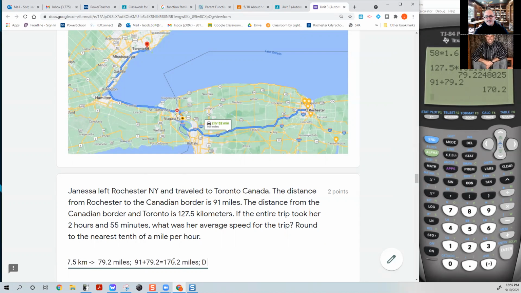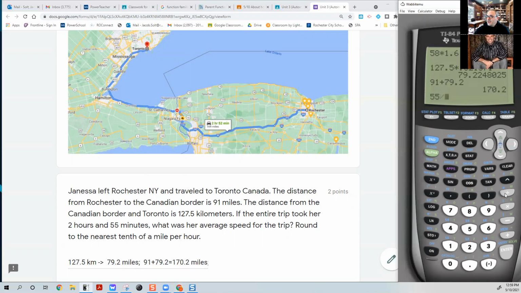And now it's about distance equals rate times time. That's the formula we keep using over and over again. The distance is 170.2. We know the time, and we want to find the rate. The time is 2 hours and 55 minutes, so I need to convert that into 2 point something. There are 60 minutes in an hour, and 55 divided by 60 is 0.9166 hours.